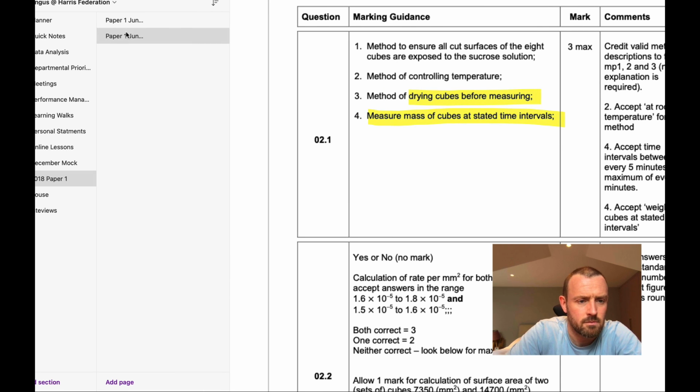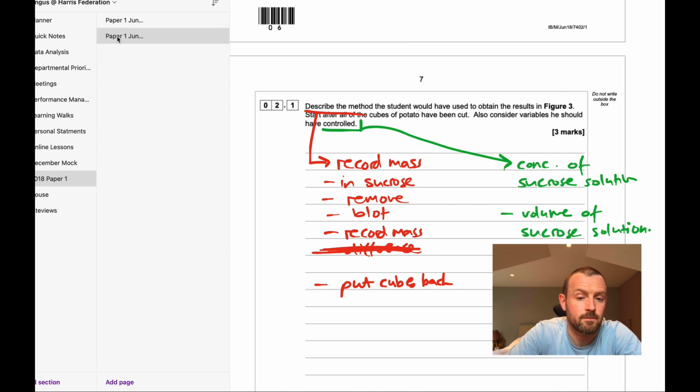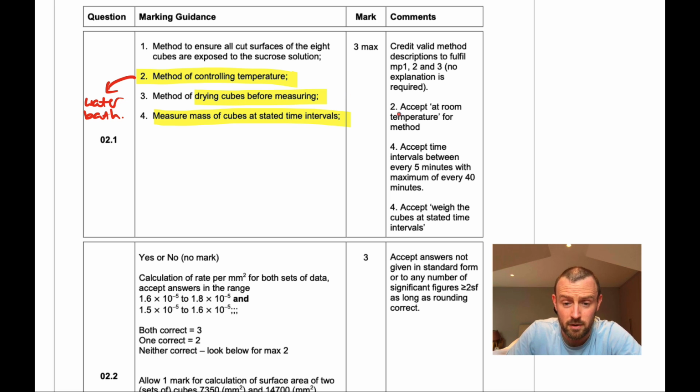Maybe let me reread the question. I guess you have to describe, they're not separate points. You have to describe how they would keep the method the same, how they would keep the temperature the same. So for this one, I might have only got 2 marks out of 3 here. Probably a water bath is a good one. Put them all in a water bath, or actually just leave them all at room temperature is valid actually.